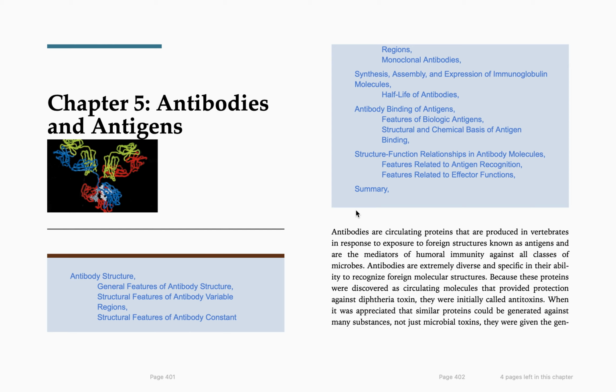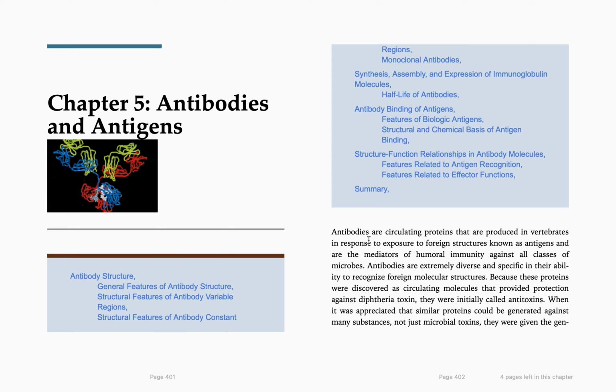Topic discussion, the book of Cellular and Molecular Immunology. Today we are in chapter 5, where we'll discuss antibodies and antigens. First of all, we'll discuss antibody structure. We'll discuss synthesis, assembly, and expression of immunoglobulin molecules. We'll discuss antibody binding of antigen. We'll discuss structure-function relationships in antibody molecules. There are features related to antigen recognition, features related to effector function, and furthermore we will summarize. So let us start.